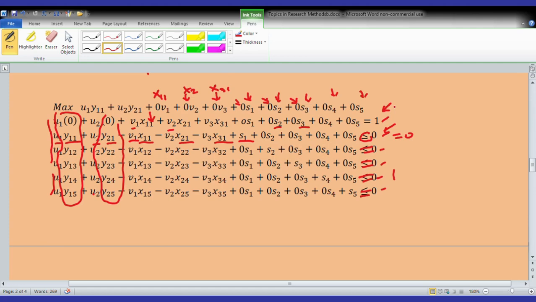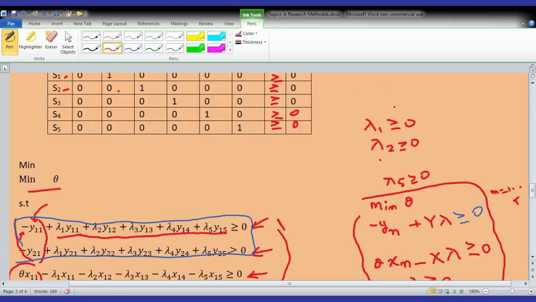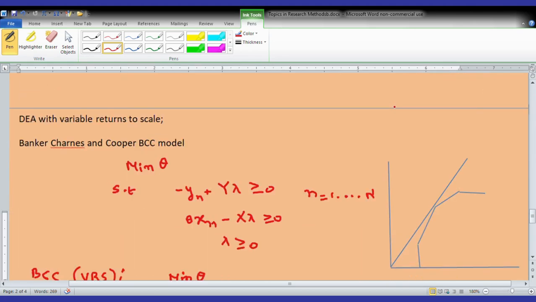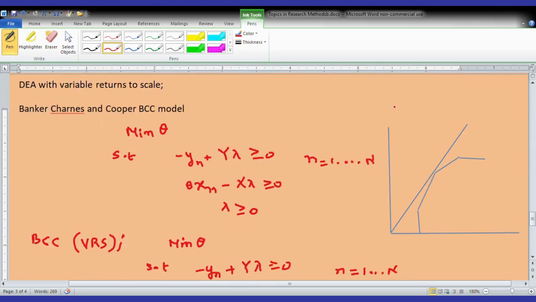So going back to the end of the discussion that we were having, I have now written down the equations for the basic CCR model, which is this one. This is something that we have already seen, where we are minimizing theta subject to these constraints.